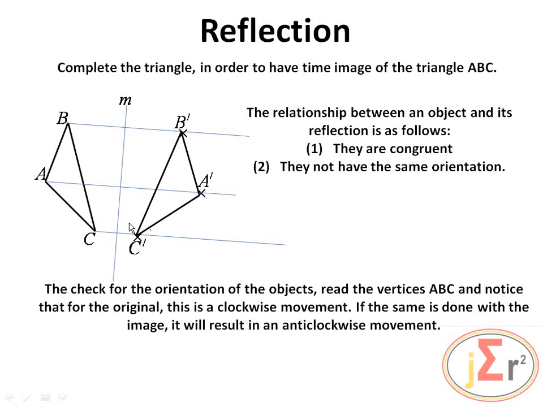Notice now that when we check the orientation for the image, what do we have? A prime, B prime, C prime. So we go A prime, B prime, C prime. So we are going in an anti-clockwise direction, or counterclockwise direction, and because of that, we say that the object and its image are different in orientation.